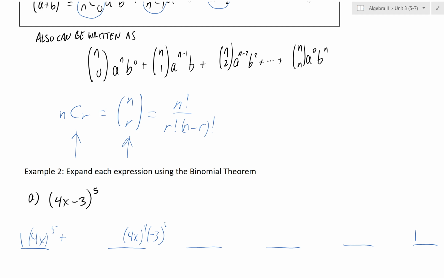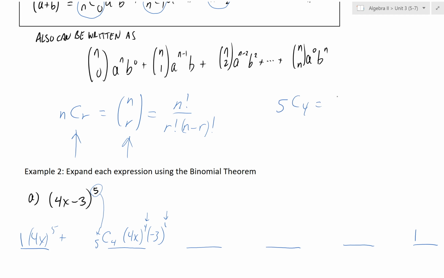And then using the binomial theorem to figure out the coefficient in front, we always use the power of the binomial, so that's going to be our first number, so that's going to be 5 choose. Now for the second number in the combination, we can either use the 4 or the 1, the exponents for the 4x or the negative 3. It doesn't matter because they'll both come out with the same result. 5 choose 4 is exactly the same as 5 choose 1, and that's why it doesn't matter which one of those exponents you use.